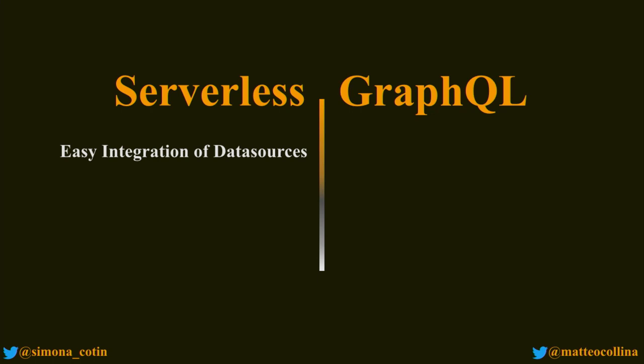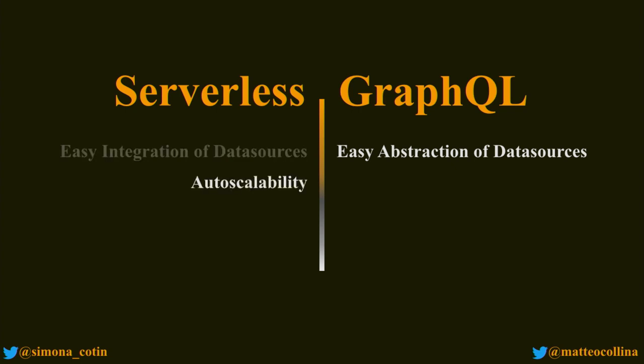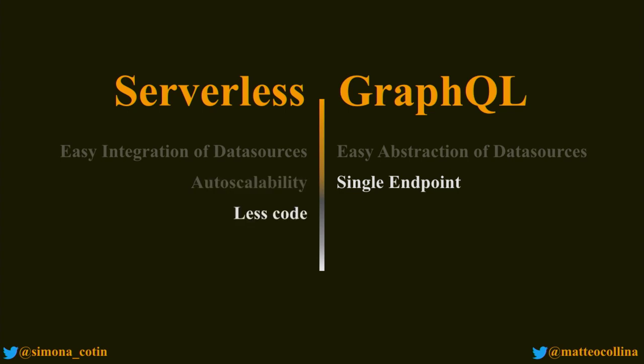So with serverless, if we put them side by side, with serverless, we get easy integration of data sources. And with GraphQL, we get an easy abstraction of our data sources. With serverless, we get auto-scalability for our endpoints. And with GraphQL, we get a single endpoint. That's magic. That's like best match. And then with serverless, we get less code. And with GraphQL, a smaller number of requests.